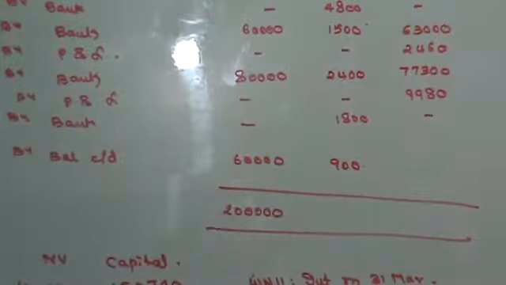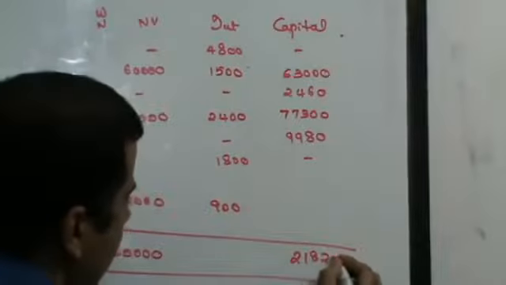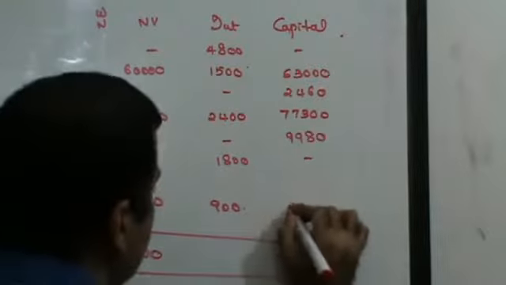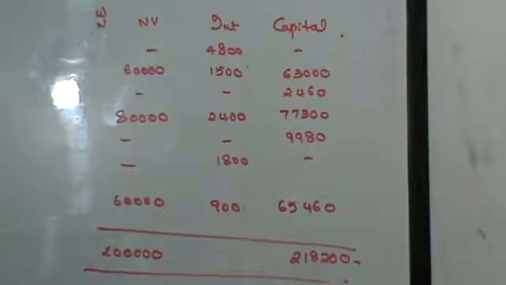Someone please tally the capital account here. How much is the capital account? 2,18,200. So this is 2,18,200. Someone please find out the difference. 65,460. Someone please add the credit side of interest.